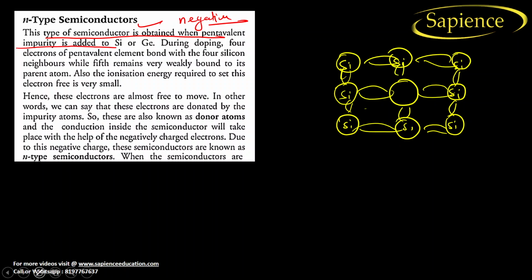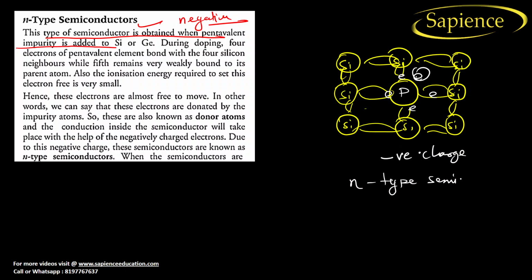But I have doped it with a pentavalent element like phosphorus. So what will happen? Five electrons are there for phosphorus. Every electron gets shared with the silicon, but one extra electron will be there. If an extra electron is there, it means a negative charge has come out. So this is considered as an N type semiconductor.